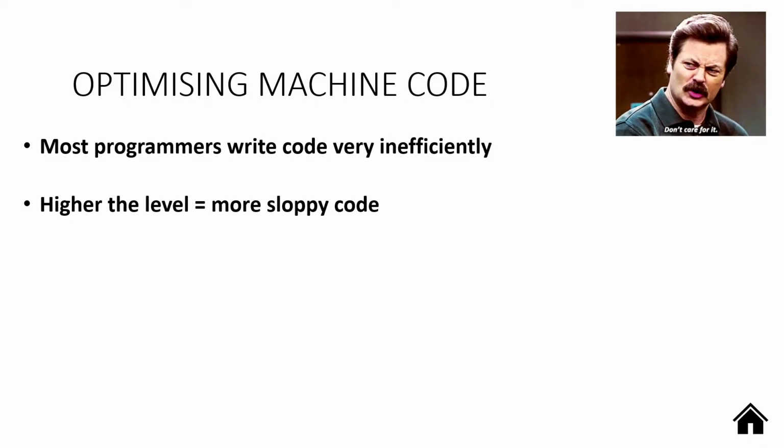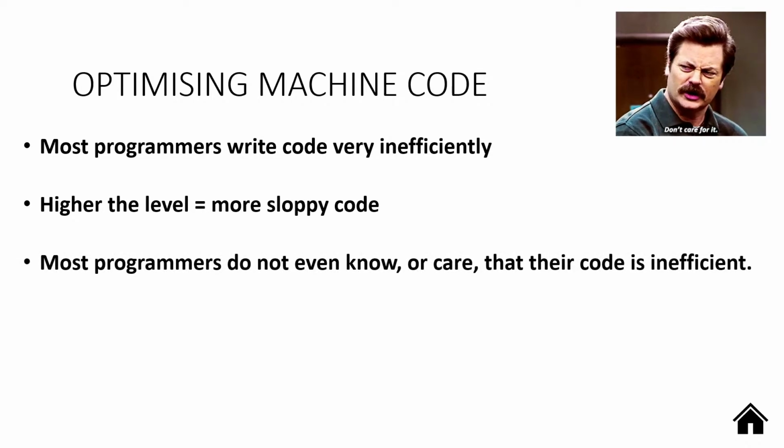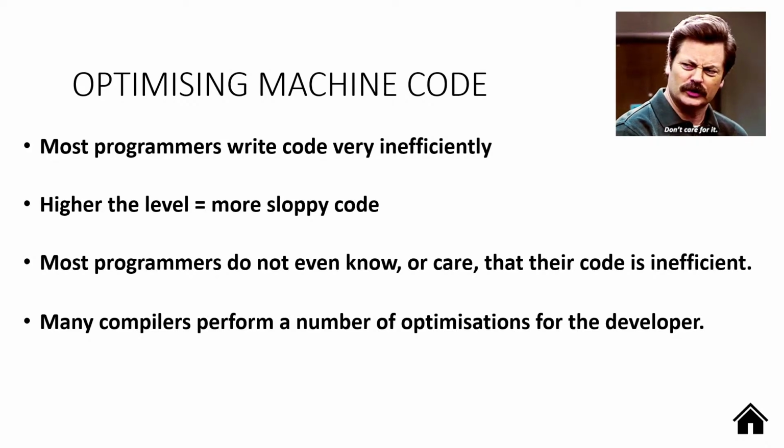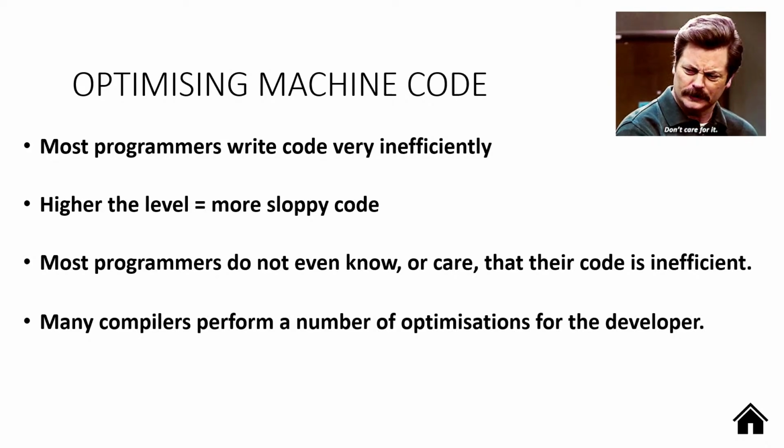The higher the level, the more sloppy code. So Python, Visual Basic, C#, C++, whatever, those are high-level languages. People write sloppy code and your program fixes it for you. So most programmers don't know or even care that their code is inefficient. They'll just keep writing. As long as it compiles, as long as it works and it produces something, it doesn't matter how many lines of code you've written or in what order. You are "as long as it works" programmers at the moment.